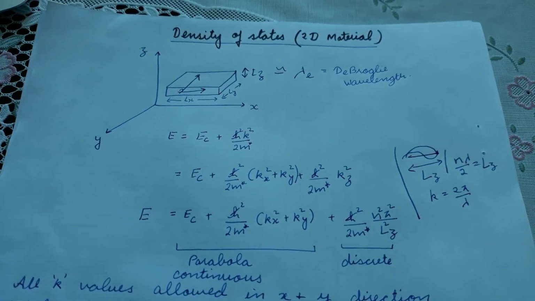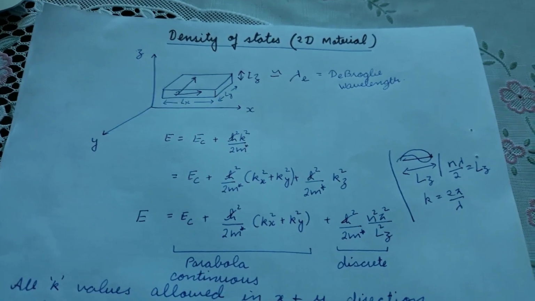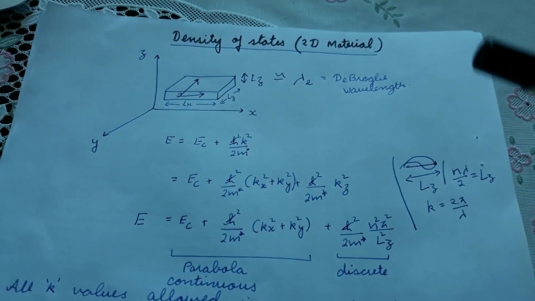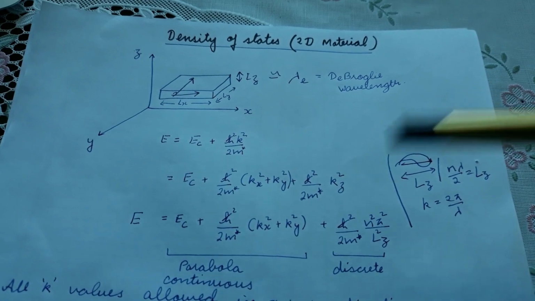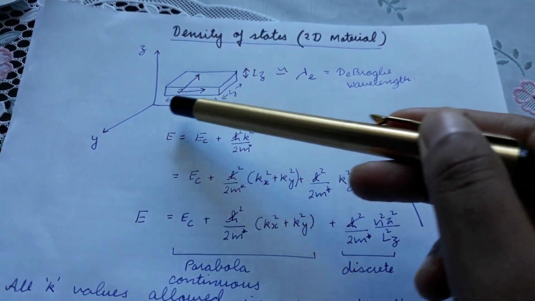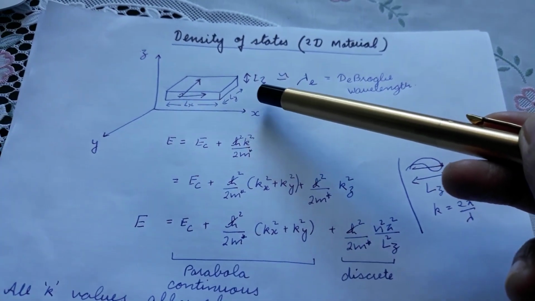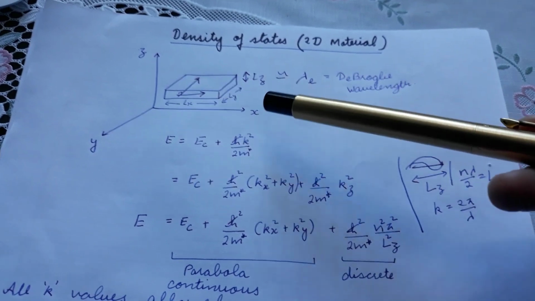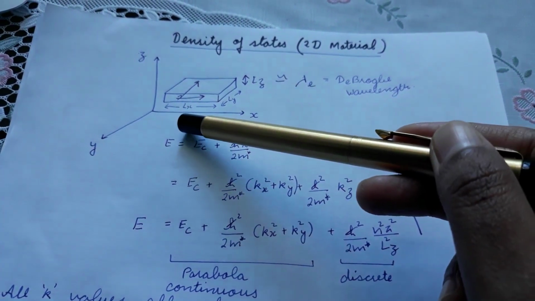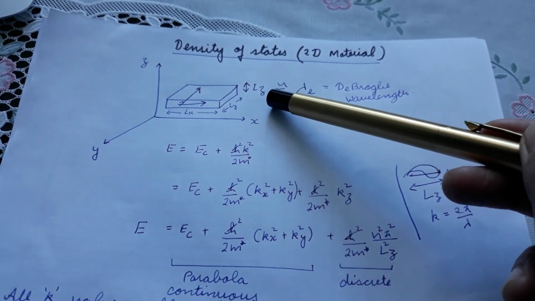Today we are going to study about density of states for a two-dimensional material. So first of all, we need to know what is a two-dimensional material. A two-dimensional material is a material in which the charge carriers are free to move in two directions while they are not free to move in one of the directions. So in this case, the charge carriers are free to move in Lx and Ly direction while they feel confinement in Lz direction.